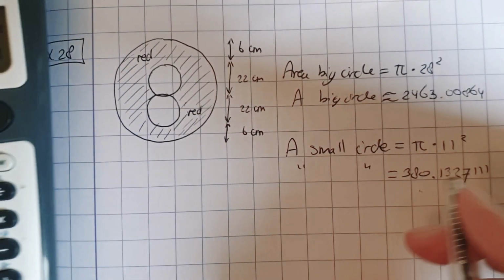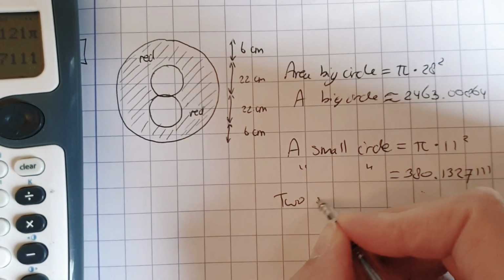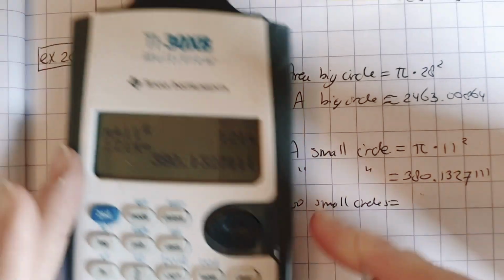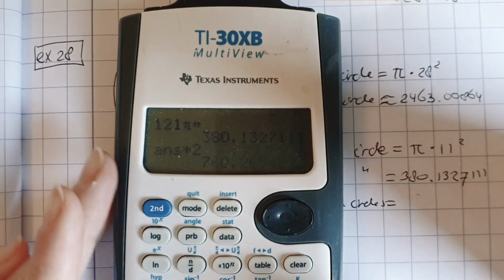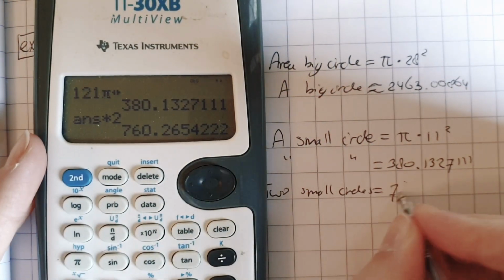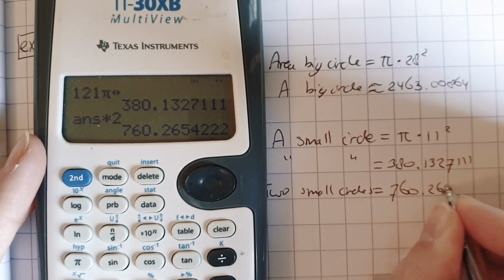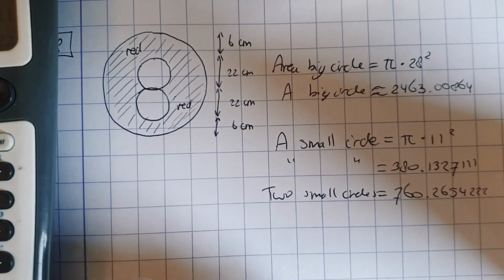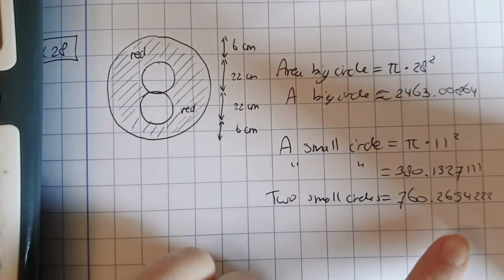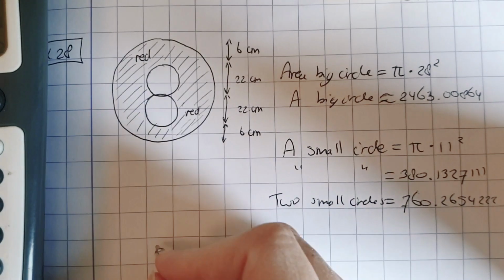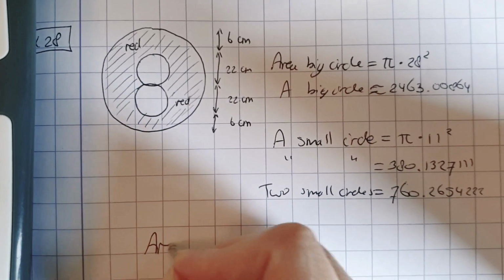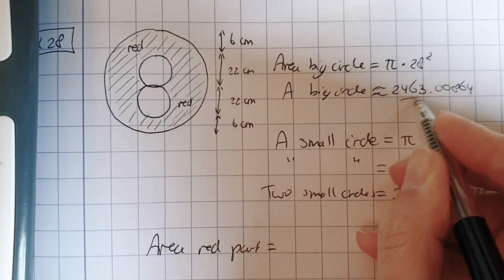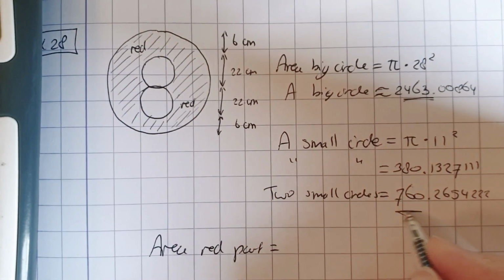Okay, so that is that. I'm going to do it times 2. So 2 small circles is this number times 2. That's 760.2654222. And then I'm going to do the big circle minus these 2 circles. So the leftover is the red part. The area of the red part is this number minus this number.